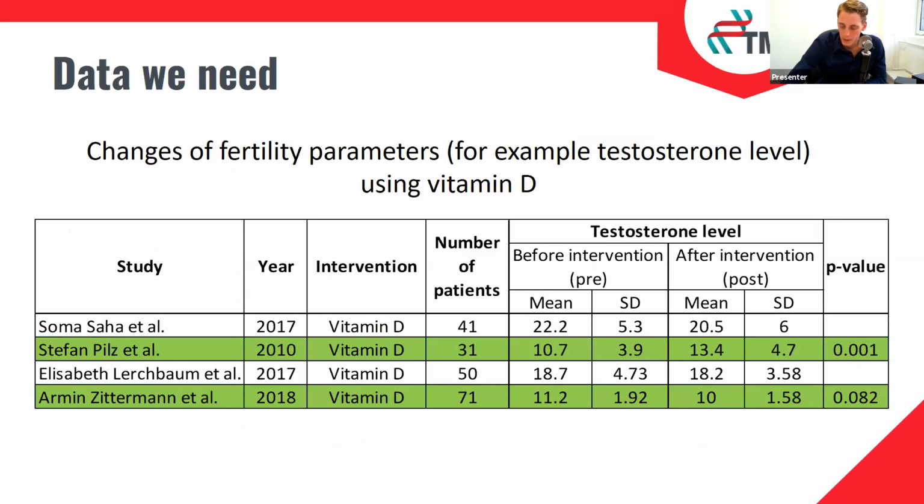There are some special cases when we need a p-value as well. For example, when our data looks like this. This is the changes of fertility parameters using vitamin D. In this case, we have a before and an after value as well. So we need both means and both standard deviations, and we also need the number of patients and the p-value, like in the green rows.